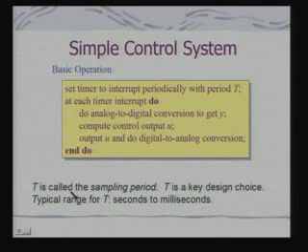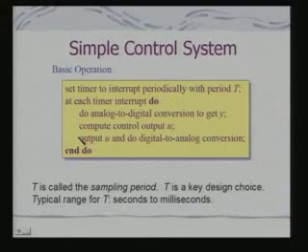T is called the sampling period and T is a key design choice. It may be seconds to milliseconds, because at the same time there may be other processes running which may take the user's input for controlling the plant, maybe setting the temperature. So when we are scheduling, this routine must meet the deadline. What is the deadline? The deadline is given by the period of the sampling. So this job is a periodic job with the deadline determined by the period. I should not miss any input sample.